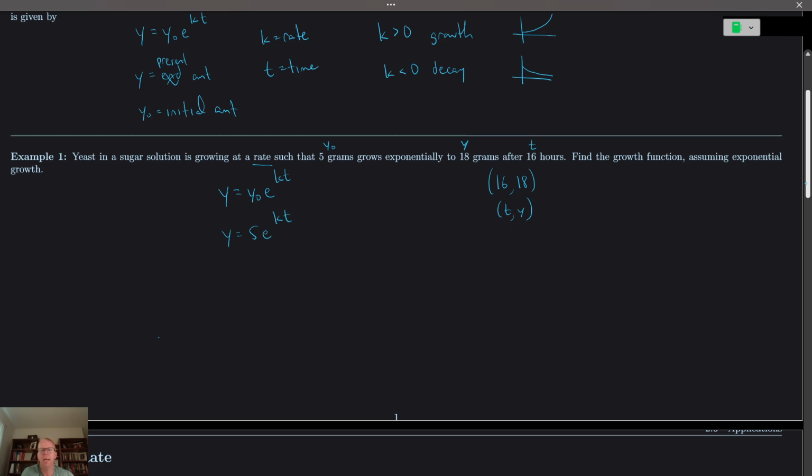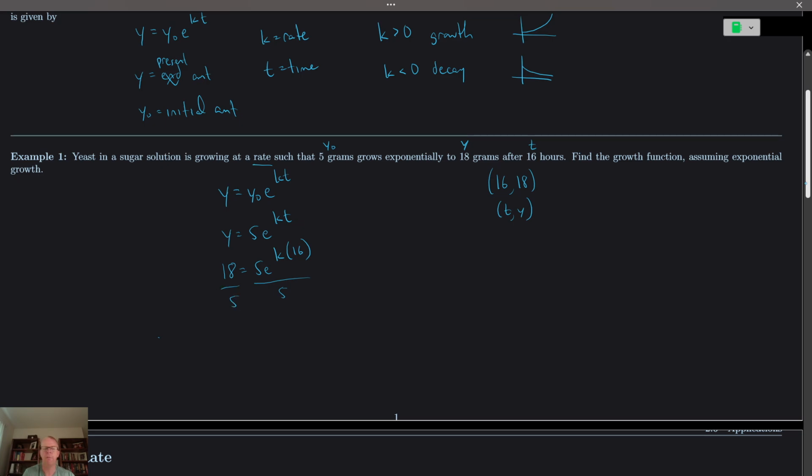So we need to find k. That's essentially the two things we need to find, y naught and k. We're given y naught, so we also now need to find k. So now we have a t and we have a y, a data point here, ordered pair. So let's plug those in, and then we should be able to solve for k. So we have an exponential equation here. We've seen some of those before.